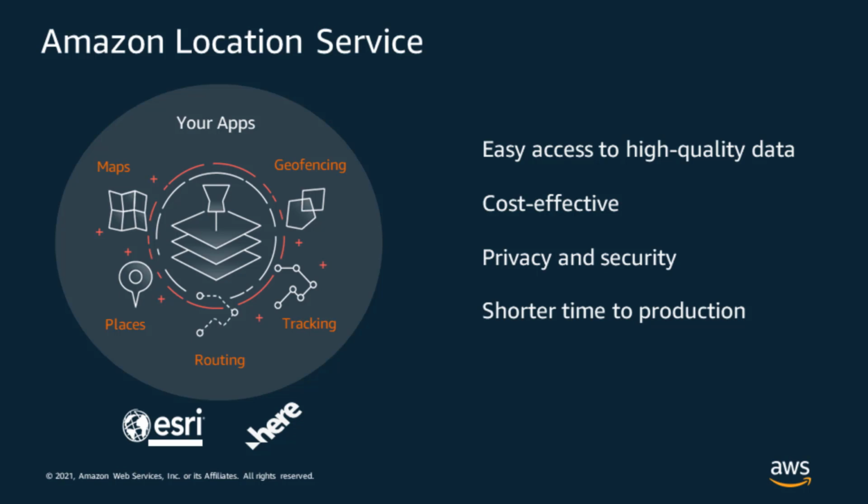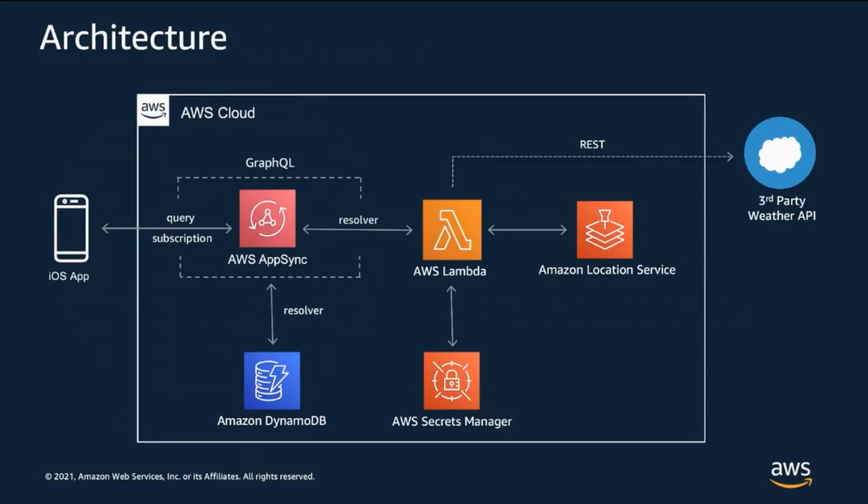Now, Amazon Location Service is powered by partners. So two of the primary partners today are Esri and Here, and they're providing all that content, that geolocation information and functionality through the Amazon Location Service. Now let's take a little look at the architecture of the overall solution. We'll start from the left and we'll move to the right.